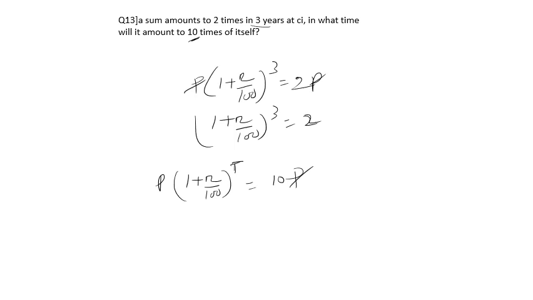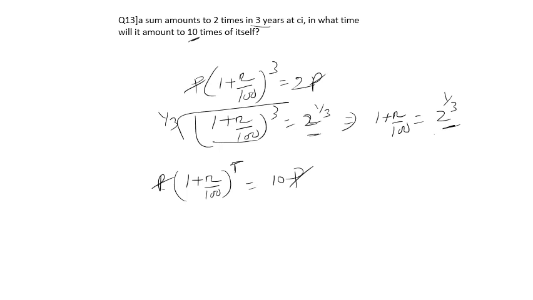Okay, so P will get cancelled out, and we know this part equals 2. (1 + r/100)^3 equals 2. So I can say 1 + r/100 equals 2 to the power 1/3, isn't it? I'll take the cube root on both sides, right, guys? So this 3 will get cancelled out, so this will become this.